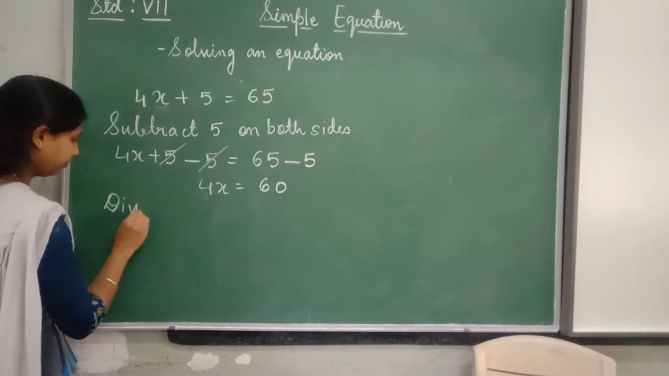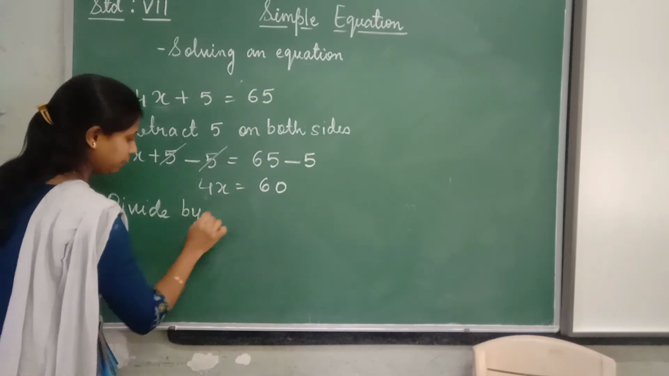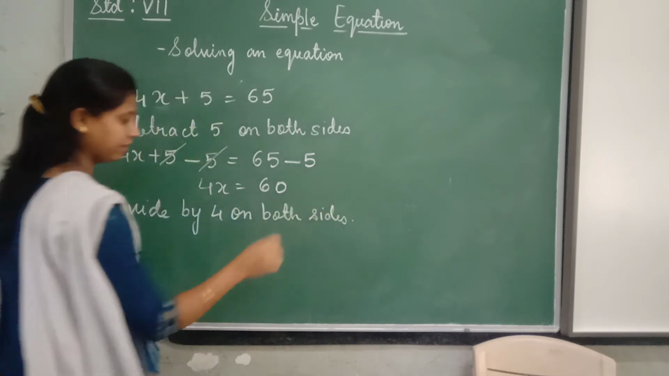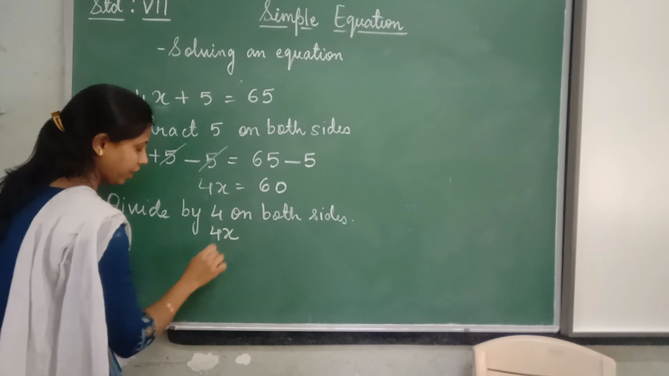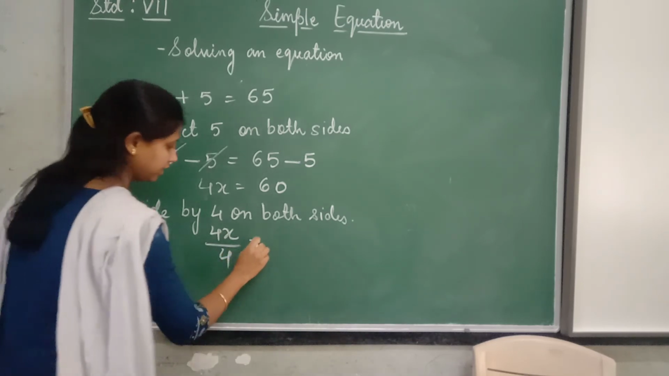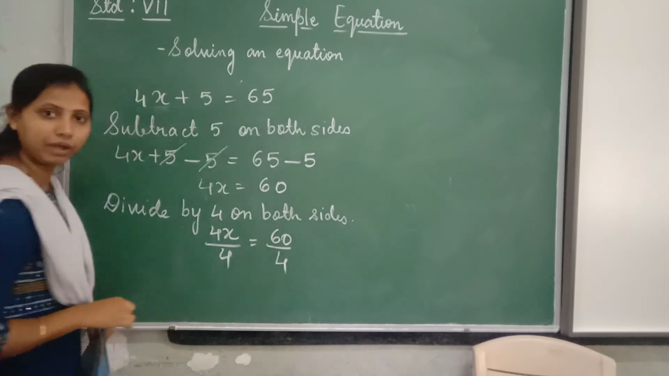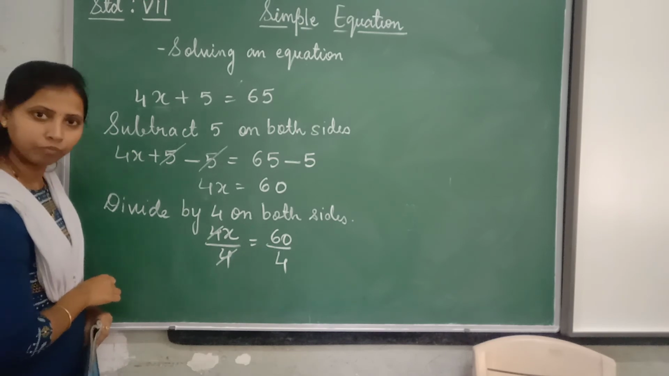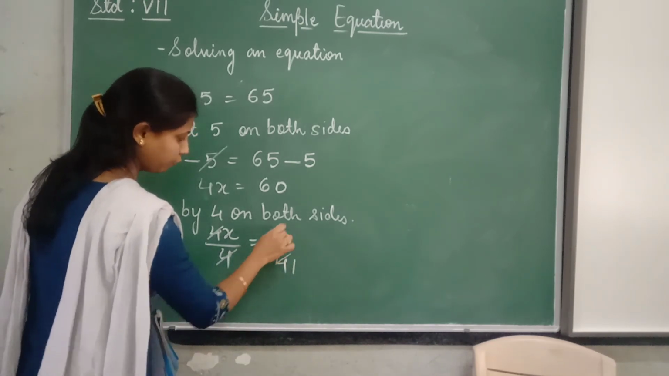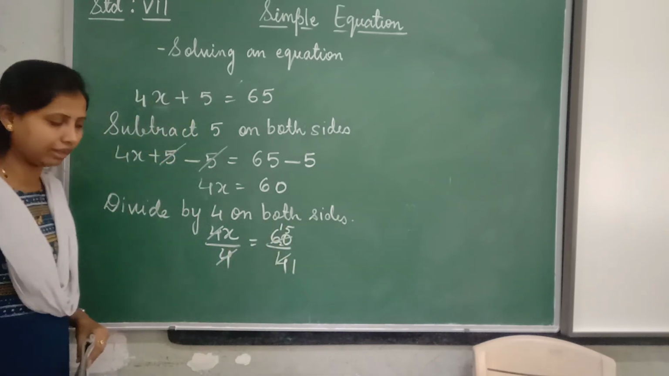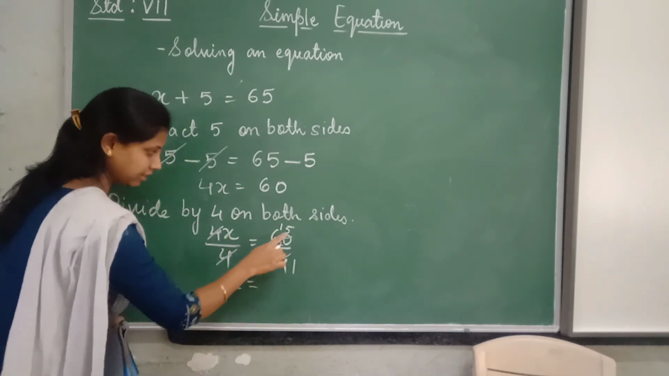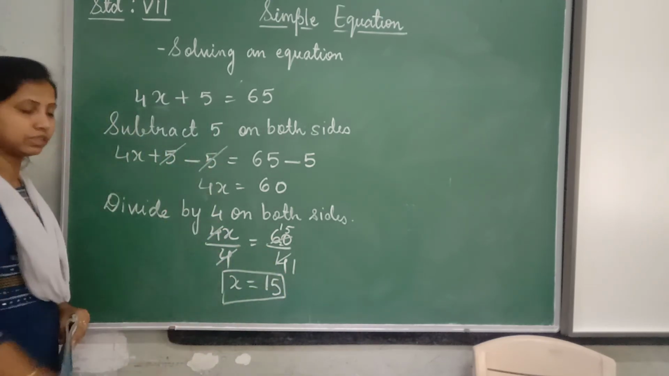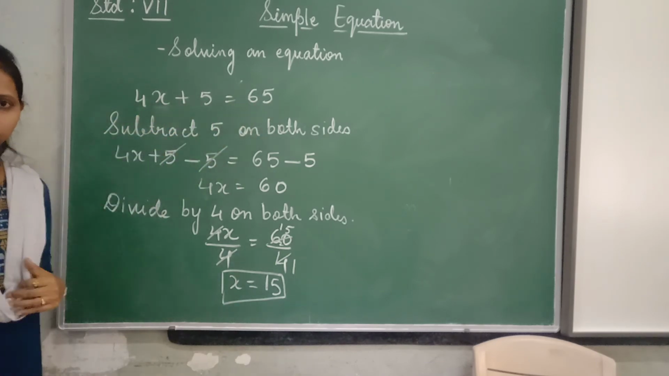So the second step is divide by 4 on both sides. The LHS is 4x divided by 4, equal to 60 divided by 4. Both sides you have to do whatever you are doing. Now 4 and 4 will get cancelled, and here 4 ones are 4, 4 fives are 20. So what remains here? Only x remains. And what remains here? 15. So x is equal to 15 is the solution of this particular equation.